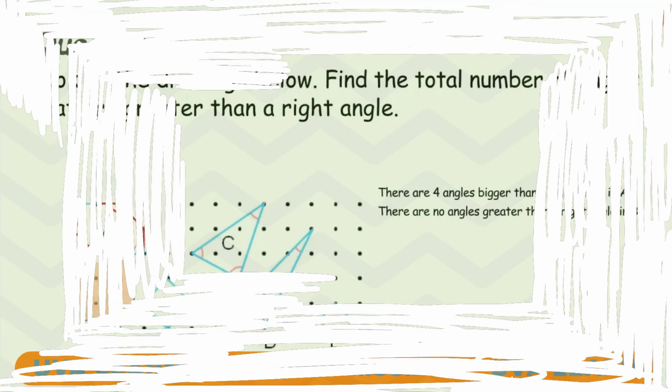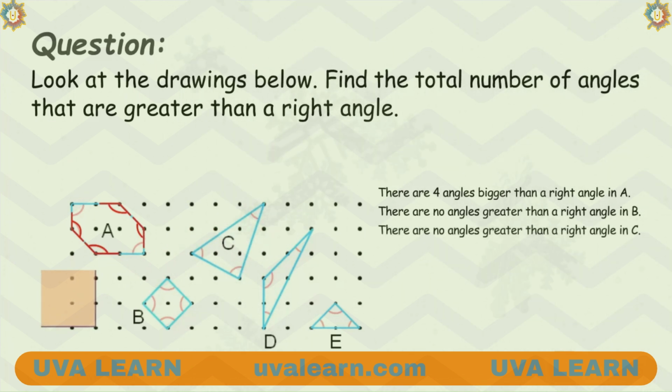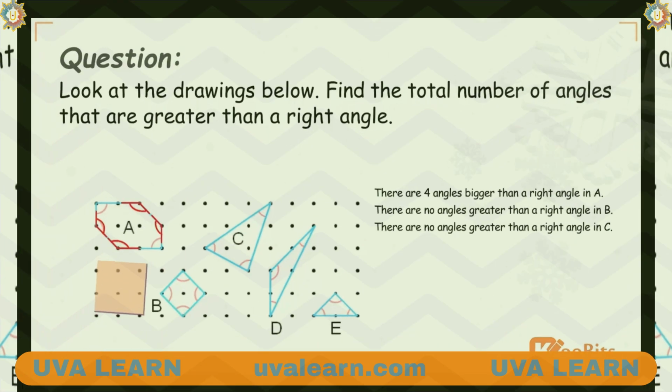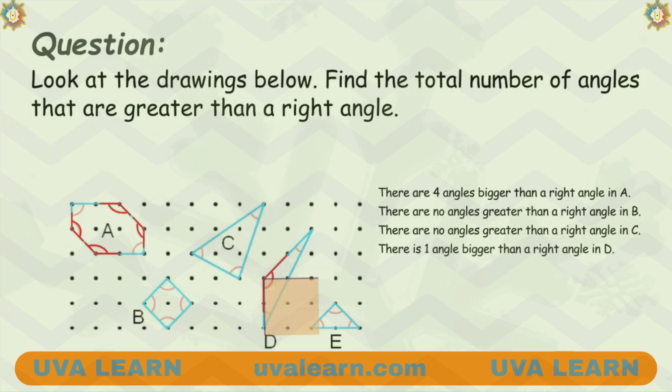Let's do the same for drawing C. How many angles are greater than a right angle in drawing C? Do you think there are any? There are no angles greater than a right angle in drawing C. All the angles are smaller than a right angle. Apply the same for drawing D. There is one angle greater than a right angle, and the other angles are smaller than a right angle.